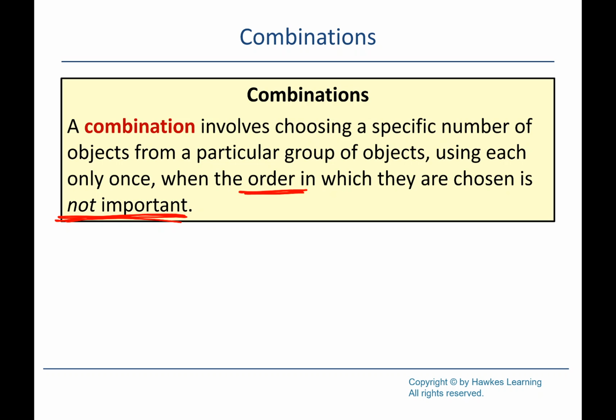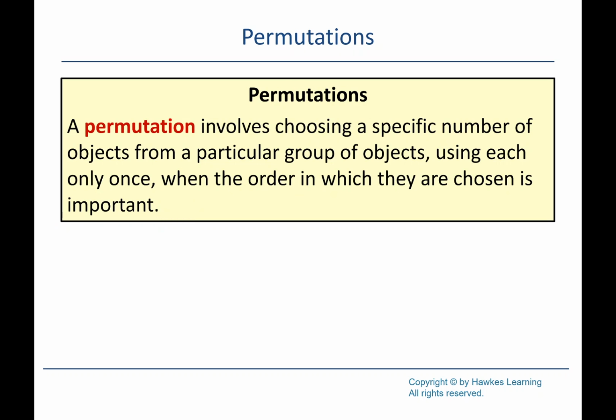Okay. If the order does matter though, so the order in which we choose the objects matters, then instead we use something called permutations. Same idea, we're picking some number of objects from some group of objects, but the order matters. And here, both are without replacement. Not putting them back. So with permutations, the order is important.